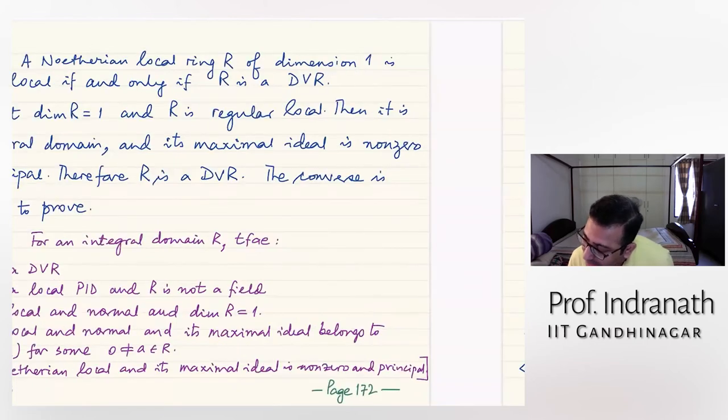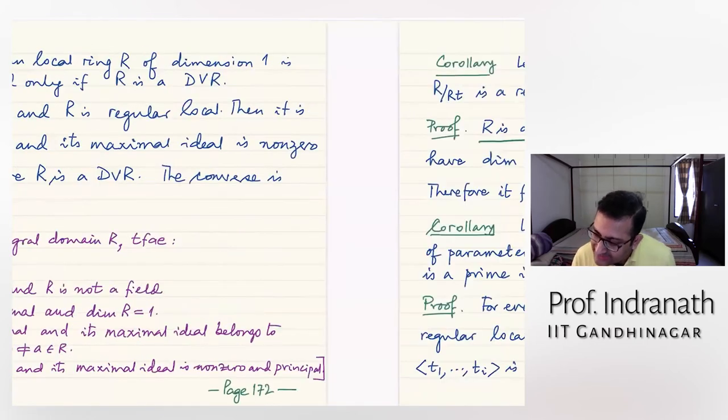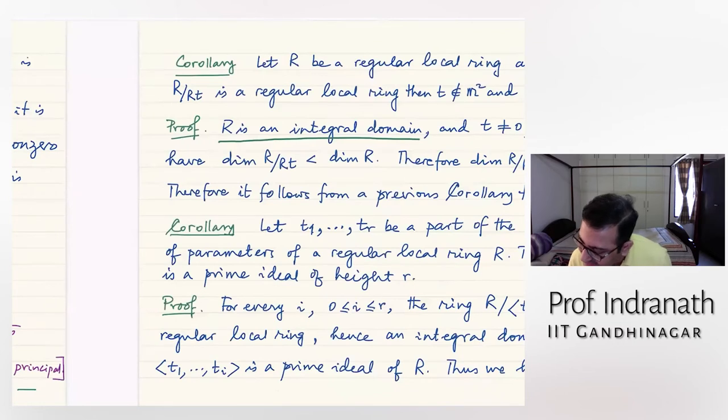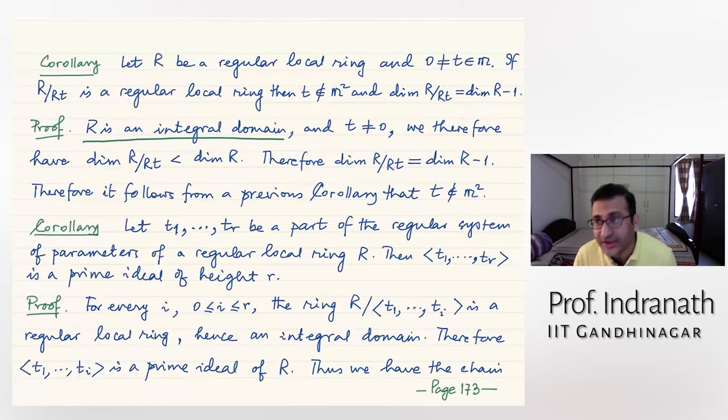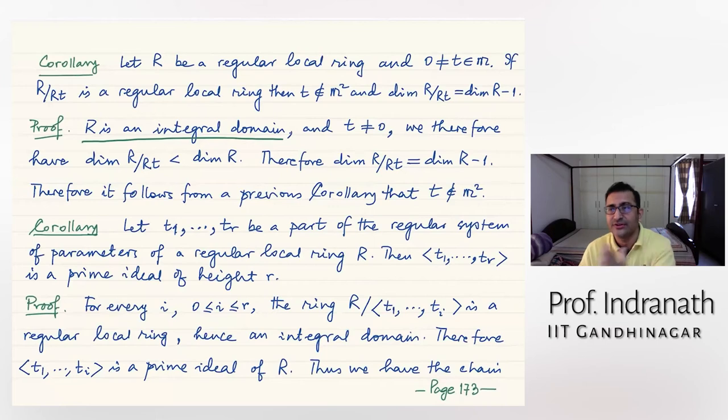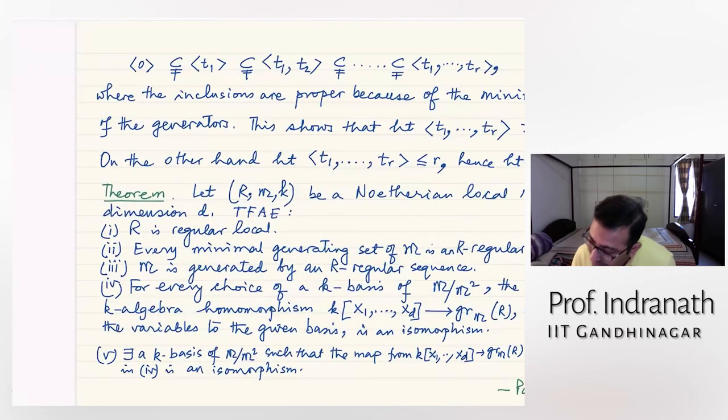Okay, so more or less, these were the main things, and then a bunch of corollaries. And here, this is a very important part, what I told you, right? If something can be completed to a system of parameters, then the dimension drops down. You saw that a few slides back, and that is what is used. And then we have equivalent criteria for a regular local ring.